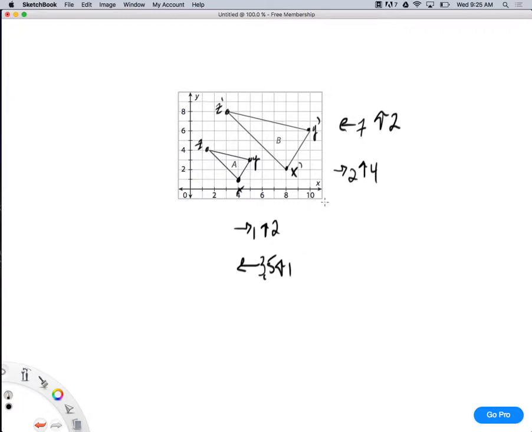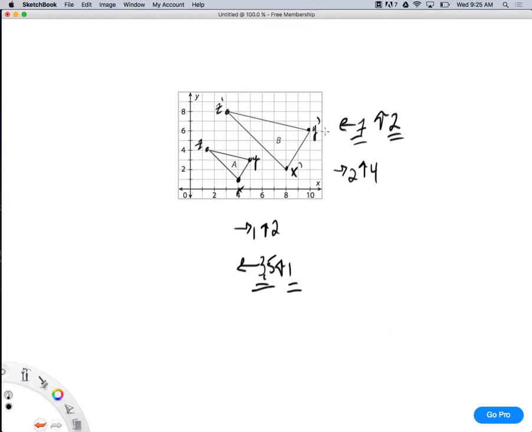So is the scale factor consistent? Here, I go over 3.5 and up 1. This one, I go over 7 and up 2. You see? Is it consistent? Is it still 2? Yeah, my scale factor is still 2.